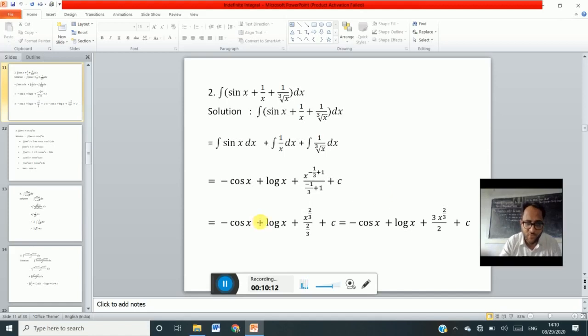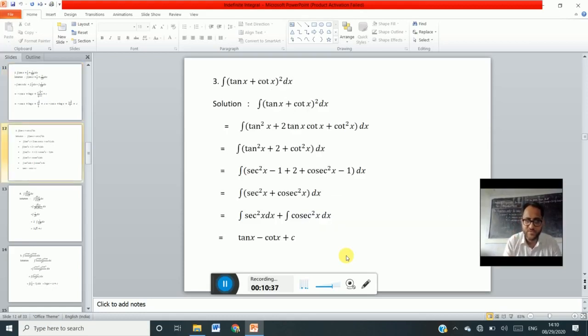Okay. See what is the final answer then? Minus cos x plus log x plus x to the power minus 1 by 3 plus 1, which is 2 by 3, and divided by 2 by 3, plus c. So what would we get? Minus cos x plus log x plus 1 upon 2 by 3, which means 3 by 2, into x to the power 2 by 3, plus c. This should be the final answer in this case, right?